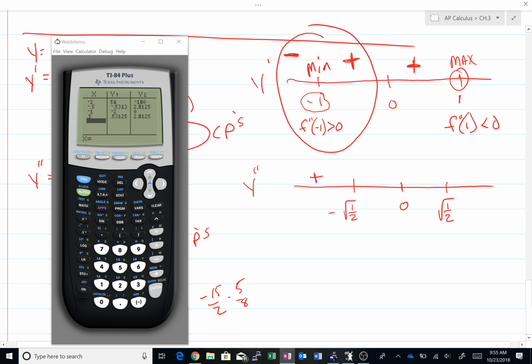Look what's happening to the second derivative. The second derivative is the third column. I'm negative, and since I have a negative, that makes it a max. So in summary, there are two ways to find a max or min.